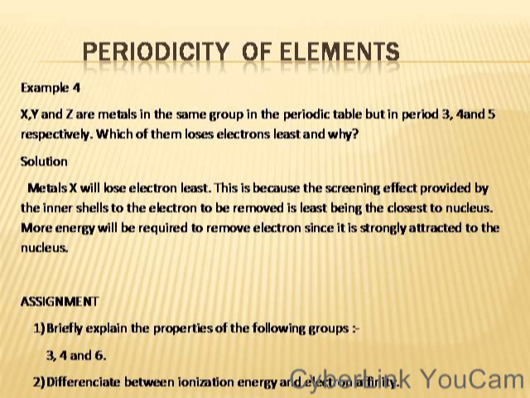So the assignment is: one, briefly explain the properties of groups 3, 4 and 6, and two, differentiate between ionization energy and electron affinity.